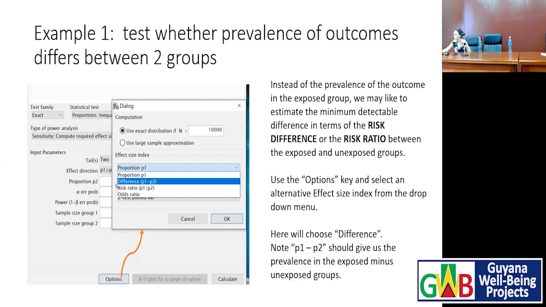To do that, we can use this option button at the bottom of the screen. We hit that button and this pop-up box shows up. Here, for example, if we're interested in a risk difference, we can choose the difference here. That P1 minus P2 should be the difference in prevalence between the exposed and unexposed groups.